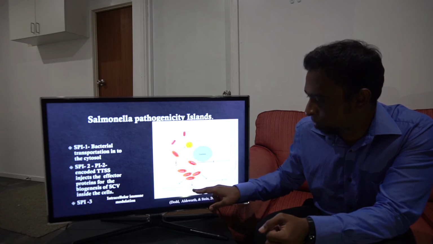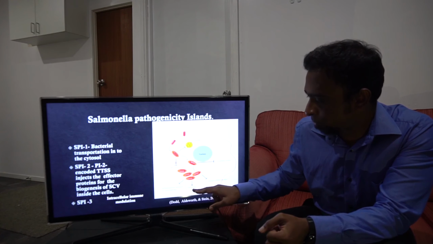SPI-2 encodes a T3SS that injects effector proteins for the biogenesis of the SCV inside the cell. SPI-2 is also a 40 kb DNA region that encodes a second type 3 secretion system. This gene is required for the intracellular maintenance of the bacteria. Inside a membrane compartment, components of SPI-2 affect the sorting of the membranes of the phagosome as well as the recruitment of the oxidase to the membrane of the phagosome.